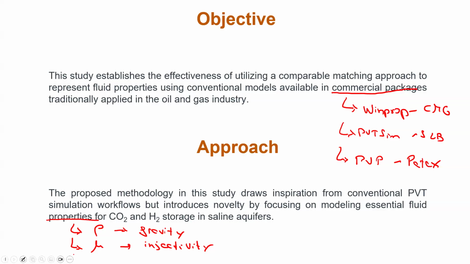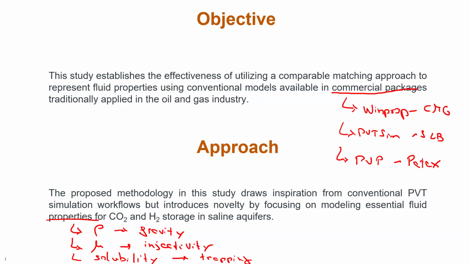Another property that's not conventional for oil and gas, maybe more related to underground gas storage, is solubility. Solubility is essential for us because solubility is a trapping mechanism. For hydrogen, the solubility is very low, but for CO2, the solubility can be two orders of magnitude higher than for hydrogen. So for CO2 it is a very important mechanism because it's a permanent trapping mechanism.